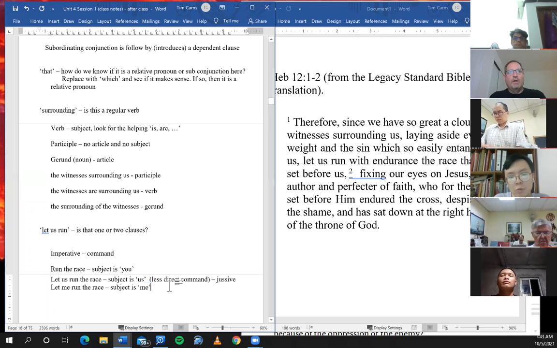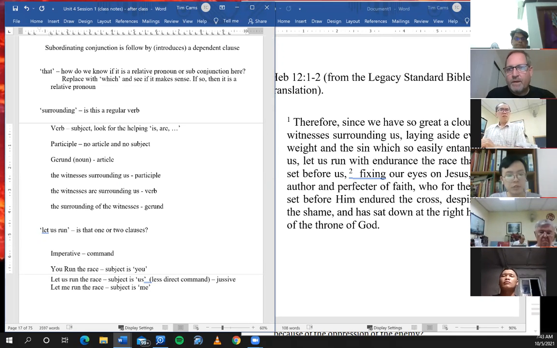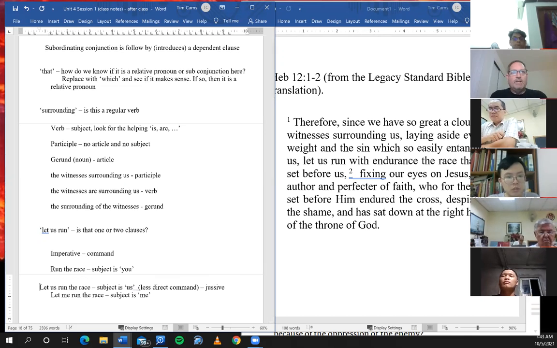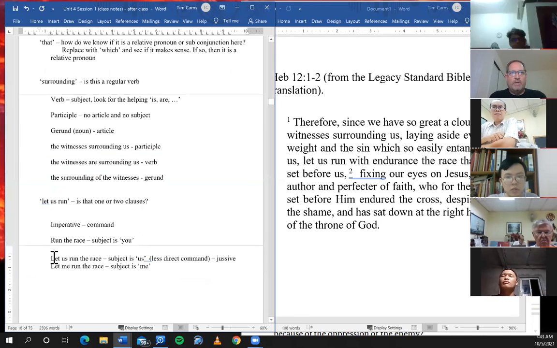And in English, the way we express that, if the subject is you, either you singular, one person, or you plural, we just say run. We just give the verb, run the race. You could say you run the race, but in English, normally we don't do that. Now, if I want to say either first person me or first person us, I would say let us run the race or let me run the race. Notice the addition of the English word let.